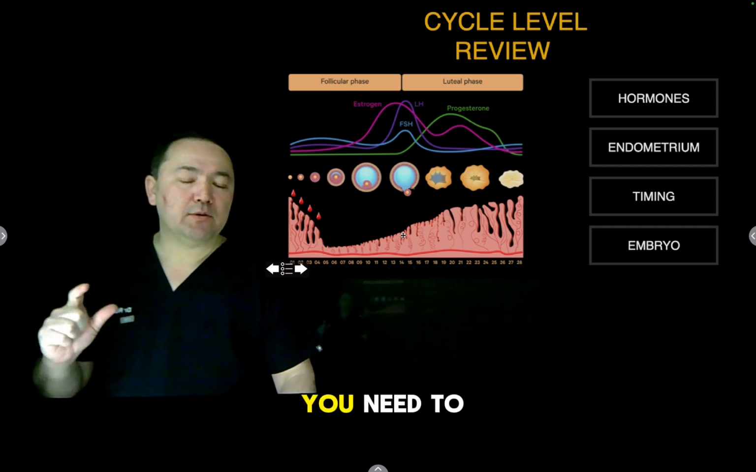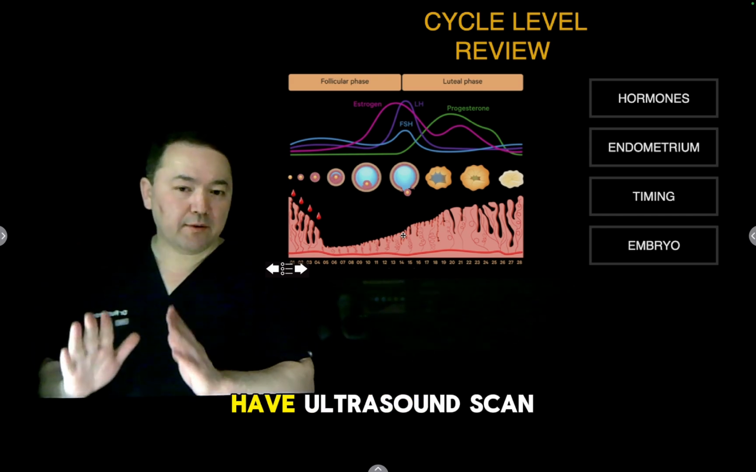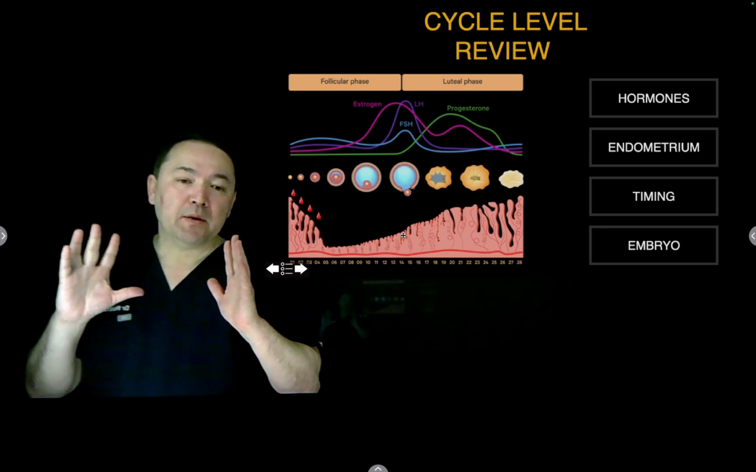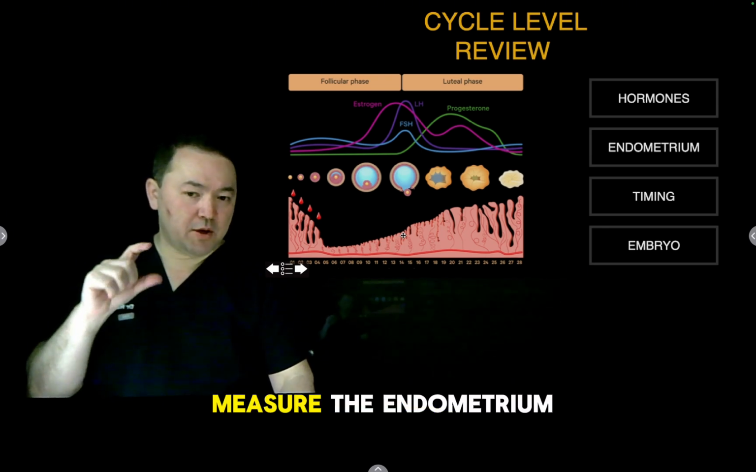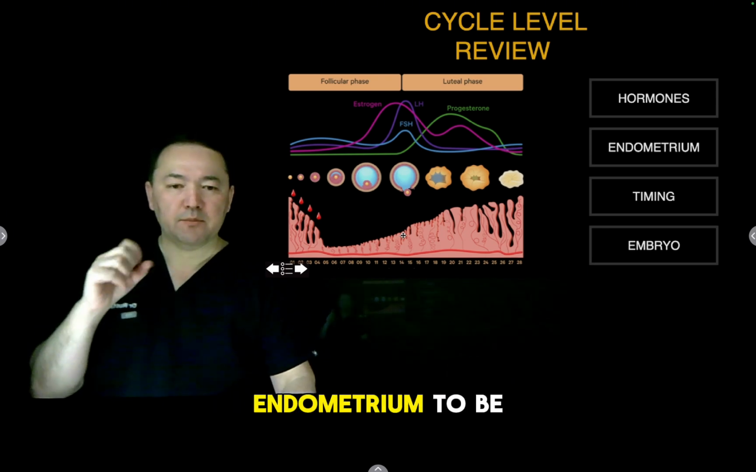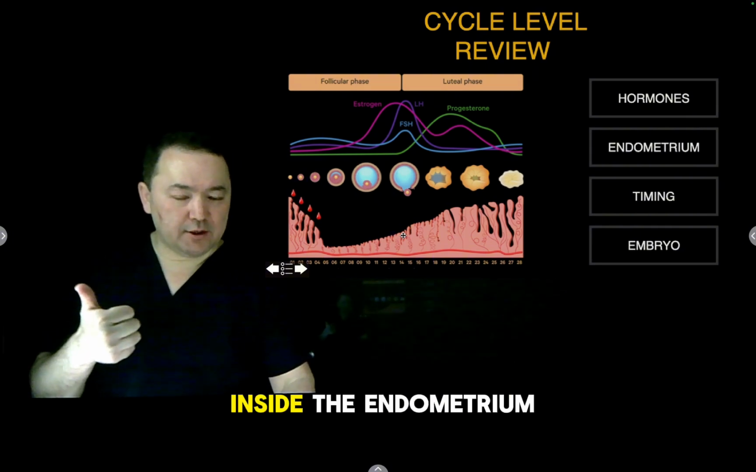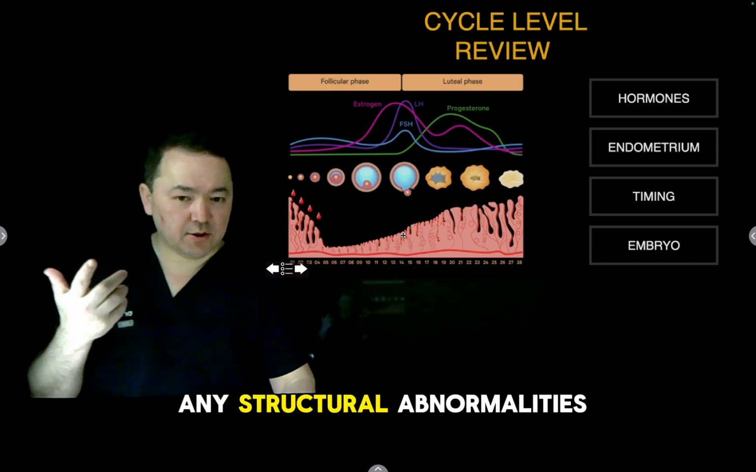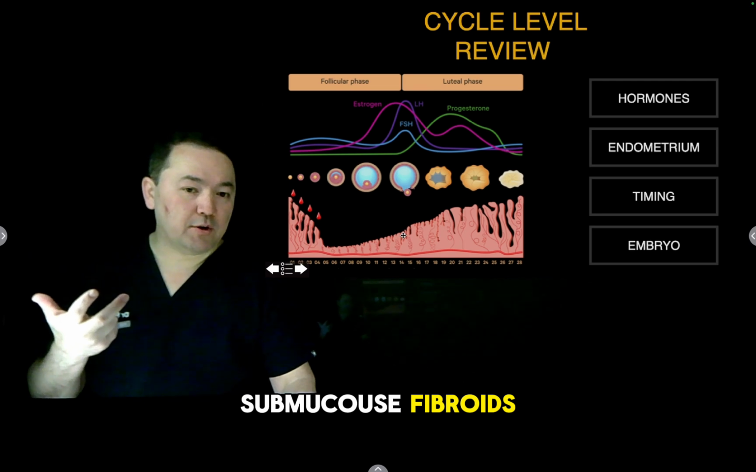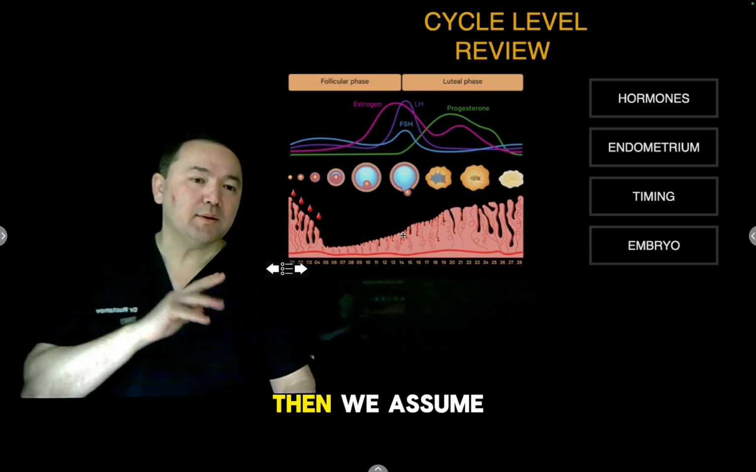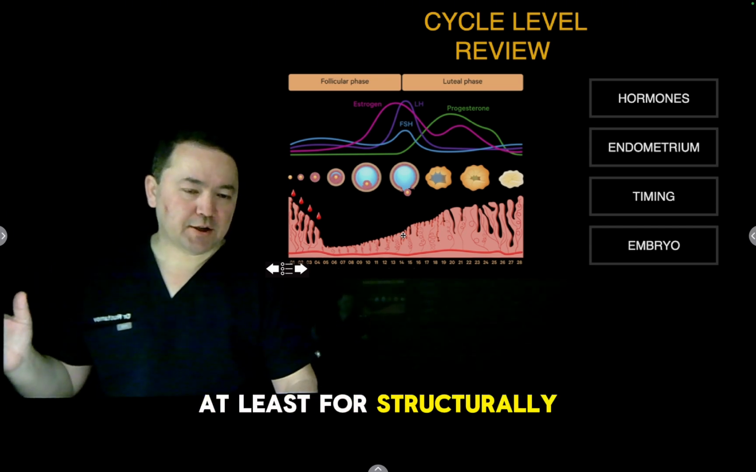The second thing you need to check is whether your endometrium was optimal, because you will have an ultrasound scan in the middle of your cycle, and during monitoring, that scan should measure the endometrium. Generally, we want the endometrium to be more than 7 millimeters in size, and we don't want any fluid inside the endometrium. We don't want any structural abnormalities like uterine septum, uterine polyp, or fibroids. If your endometrium was optimal, then we assume that endometrium development was normal, at least structurally.